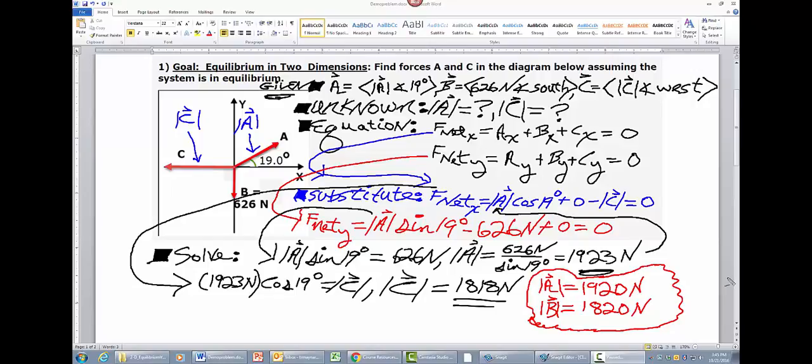Since the givens are 3 significant figures in accuracy, we can only report 3 significant figures in our answers. Therefore, we report that the magnitude of vector A is 1920 newtons and the magnitude of vector B is 1820 newtons.